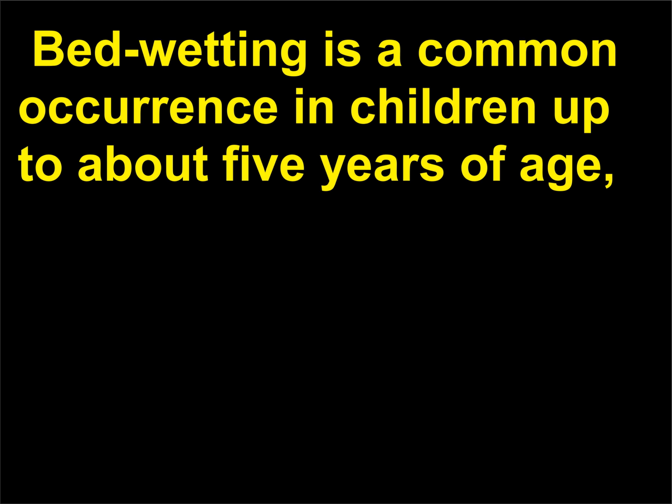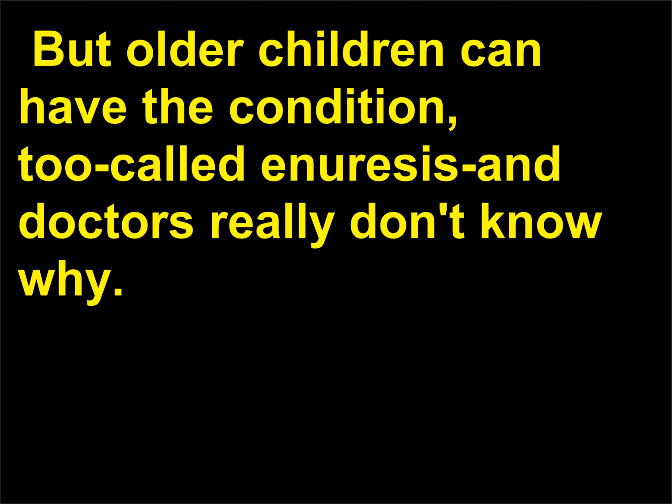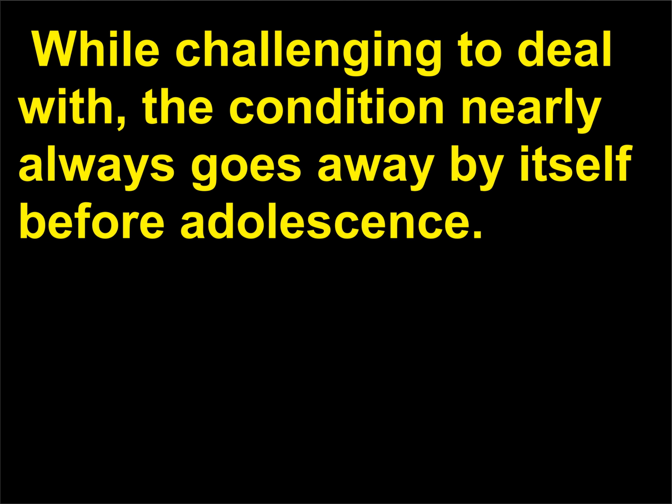Bedwetting is a common occurrence in children up to about 5 years of age, because muscle control and nervous systems are still immature then. But older children can have the condition, too, called enuresis, and doctors really don't know why. A lot more boys than girls experience bedwetting when they are older, and it seems to run in families. While challenging to deal with, the condition nearly always goes away by itself before adolescence.